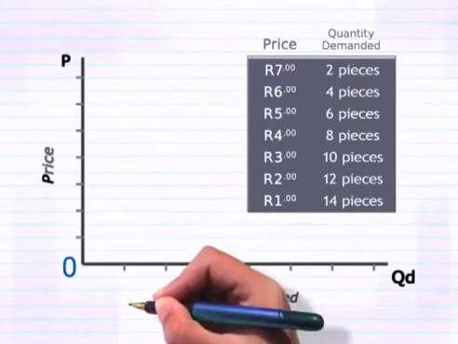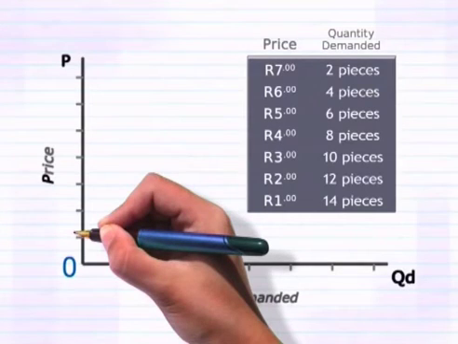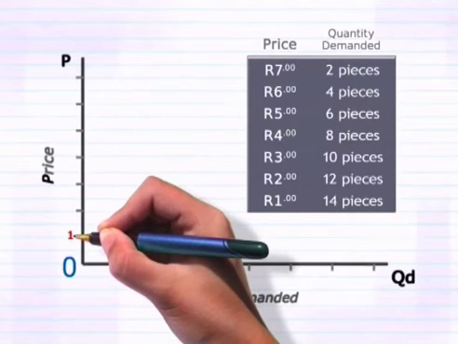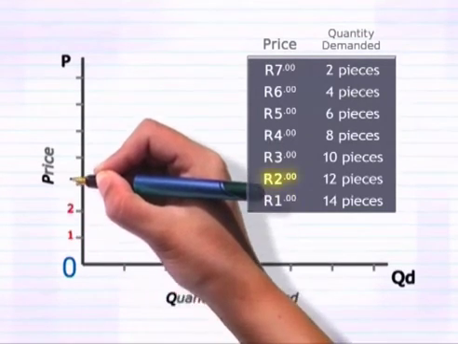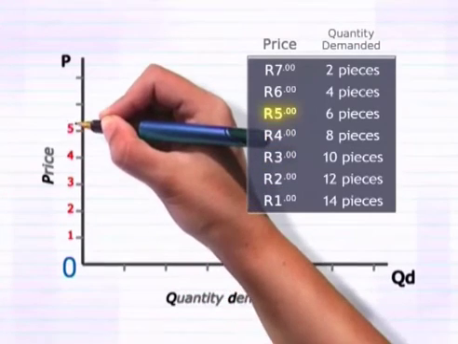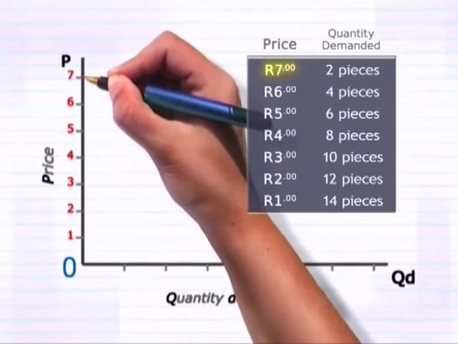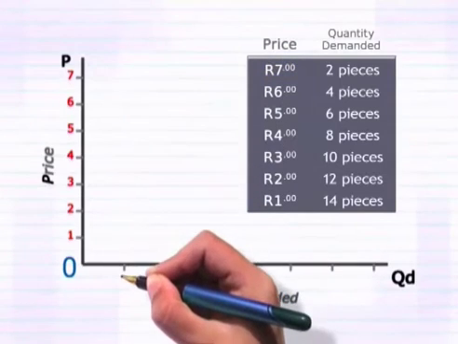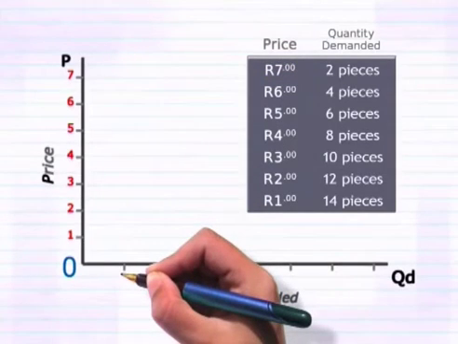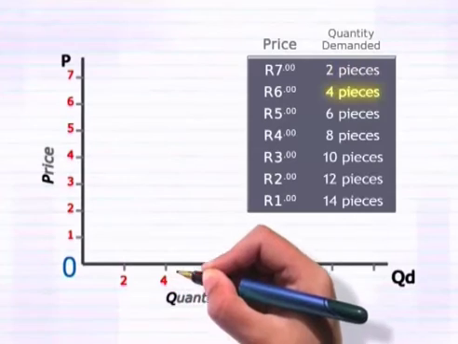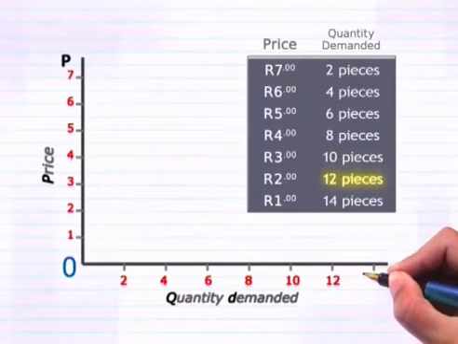Now, we plot the corresponding price and quantity of demanded values. We'll start with the price values. Moving up from the origin, our first value is 1 rand, followed by 2 rand, 3 rand, 4 rand, 5 rand, 6 rand, and of course 7 rand. And I do the same for the quantity demanded values, which start with a quantity of 2, and 4, 6, 8, 10, 12, and 14.